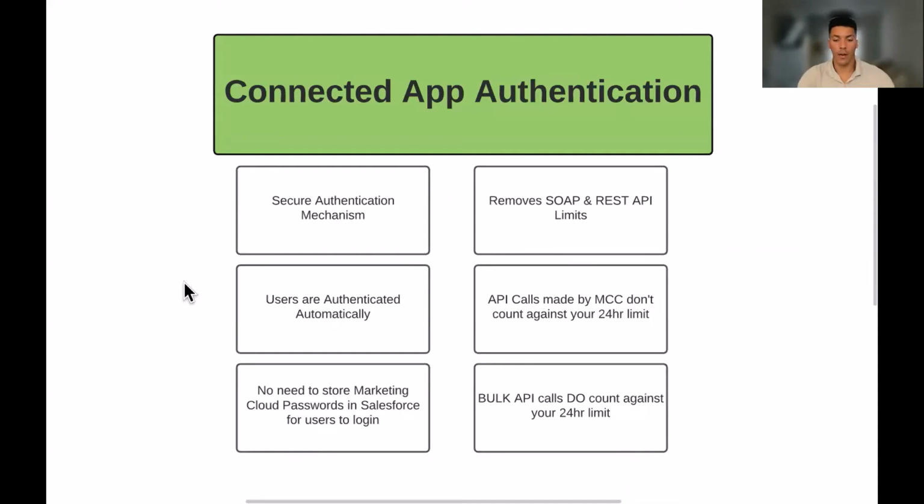One of the big things I want to mention here is that SOAP and REST API calls are not counted towards your 24-hour rolling limit. So you can make as many REST and SOAP API calls as you want back and forth between the two systems. It's kind of like a hall pass. You can just use it whenever. That's the really good thing about connected app authentication.